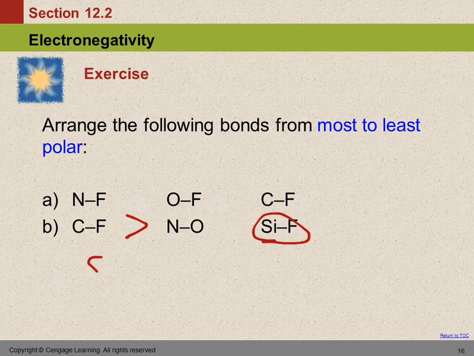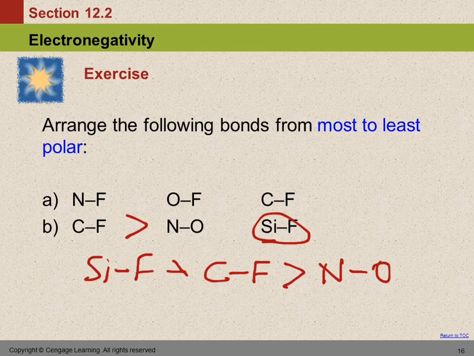So it's going to go silicon-fluorine, and then carbon-fluorine. That's supposed to be a greater than sign. And then the nitrogen-oxygen. Any questions?